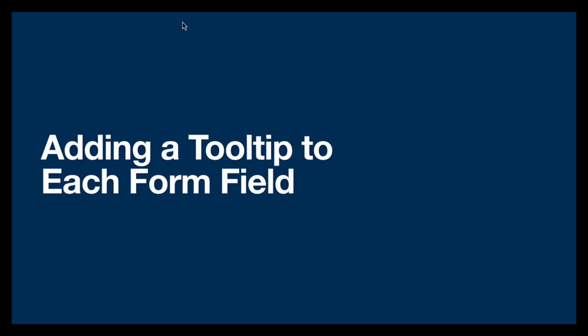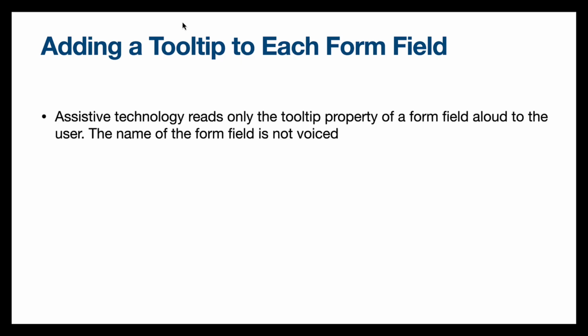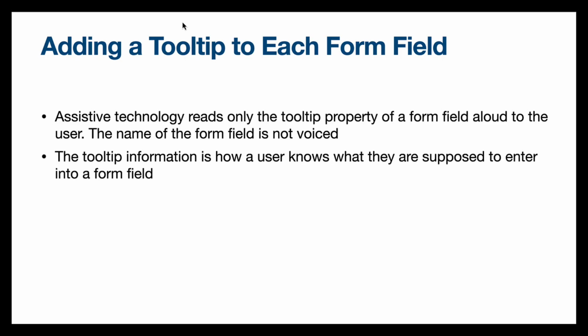Adding a tooltip to each form field. Assistive technology reads only the tooltip property of a form field aloud to the user. The name of the form field is not voiced. The tooltip information is how a user knows what they're supposed to enter into a form field.